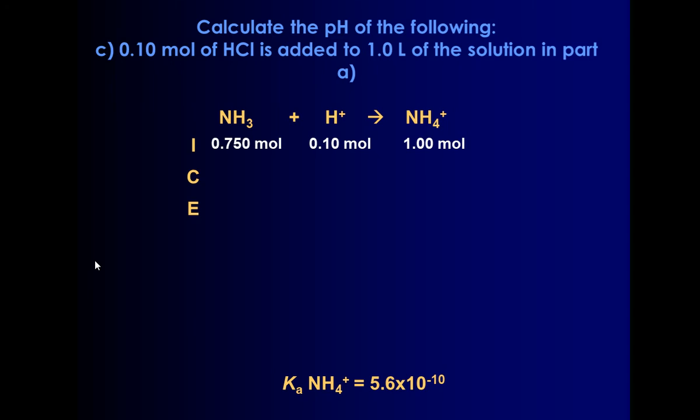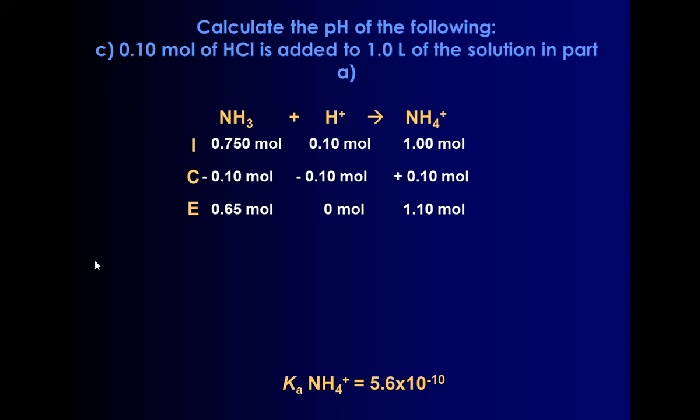Strong acid's present. We need to consume it. That's why you see the single arrow. We always have to consume any strong acid that's present or strong base whenever possible. So the hydrogen and the ammonia will decrease by 0.1. The ammonium will increase by 0.1. And so when all is said and done, all of the hydrogen ions, our limiting reactant, will be gone. The ammonia will have decreased by 0.1, and the ammonium ions will have increased by 0.1.